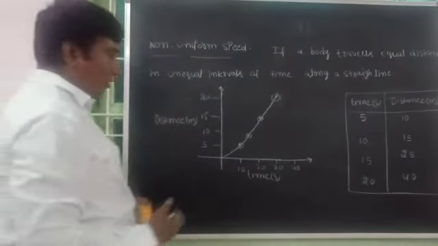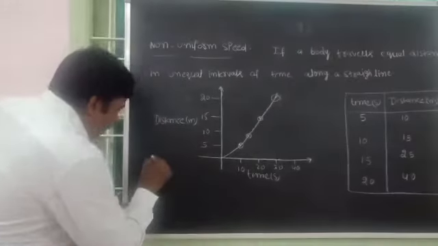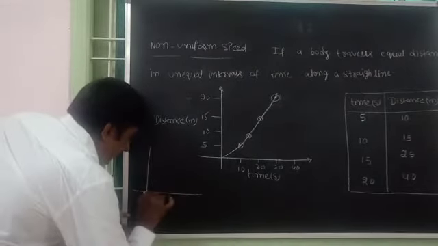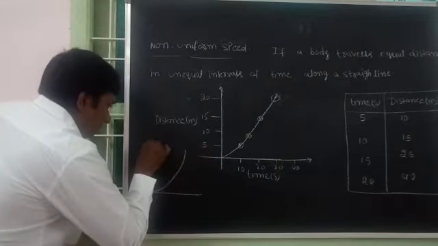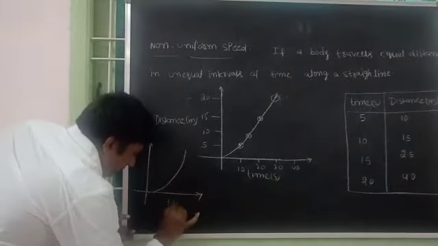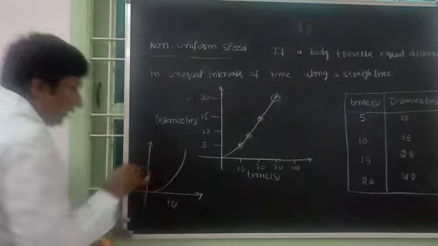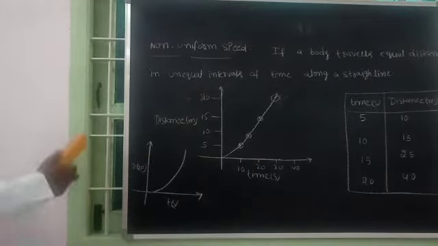So this example is based on some values. If you don't want values, you can take it in a simple manner like this. This is the time period in seconds, and this is the distance in meters. So this is regarding non-uniform speed.